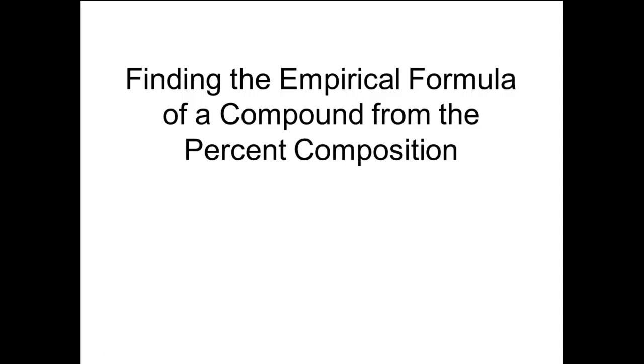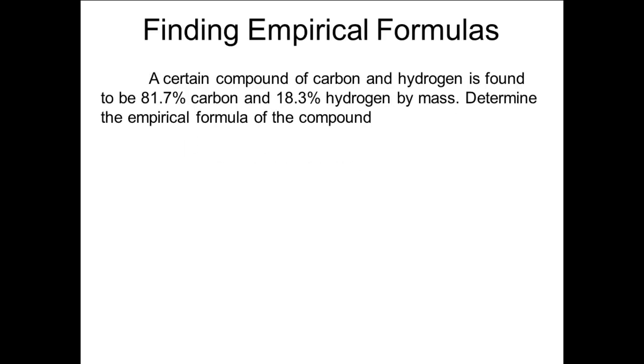Finding the empirical formula of a compound from the percent composition. A certain compound of carbon and hydrogen is found to be 81.7% carbon and 18.3% hydrogen by mass. Determine the empirical formula of the compound. What is the empirical formula?